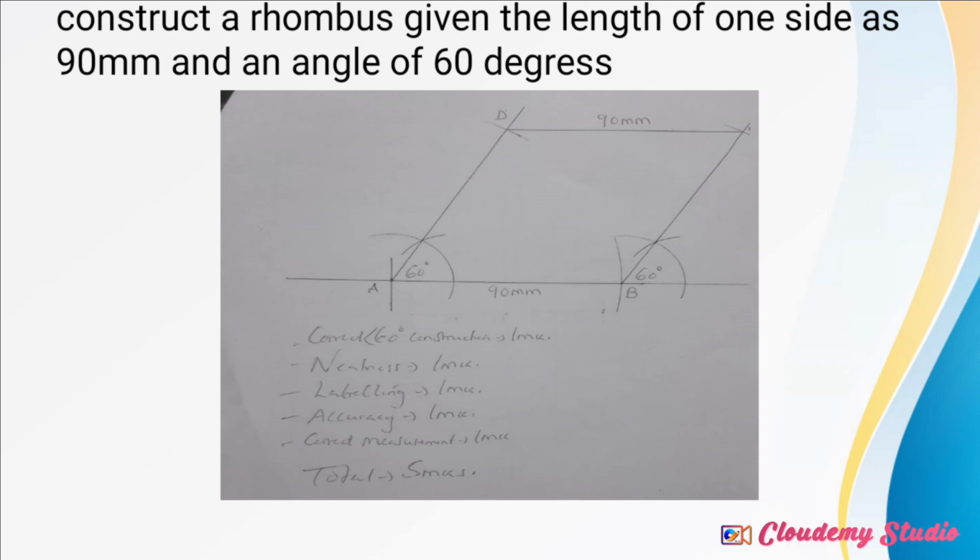So the first thing we are looking at is a rhombus. A rhombus, we said, is a twisted square. All 4 sides are equal. If you look at the marking scheme, it says correct 60-degree angle construction. There's a mark for that. There's a mark for neatness. There's a mark for labeling. There's a mark for accuracy. There's a mark for correct measurements. So always follow that procedure.